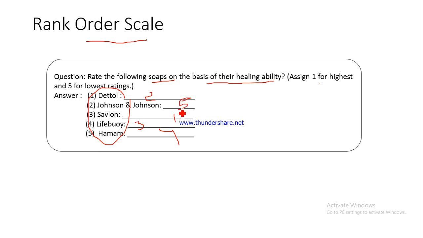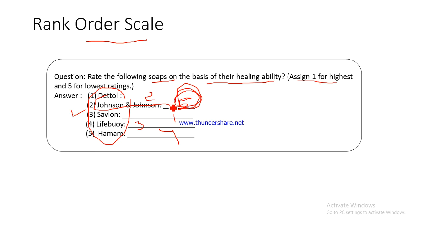What can we infer from this? We can infer that as far as the attitude of the respondent is concerned regarding the healing ability of different brands of soaps, he has the most favorable attitude towards Savlon, because we had told him to assign 1 for the highest, so according to him, Savlon has the highest healing ability among these 5 options that we have provided to him, right? On the other hand, he has the most unfavorable attitude towards Johnson & Johnson. That is why he has given Johnson & Johnson a rating of 5.